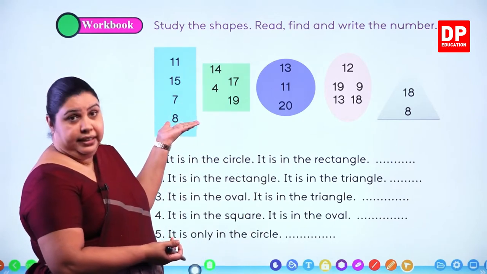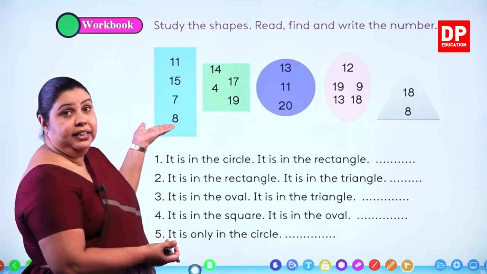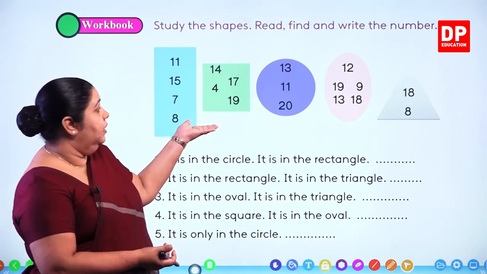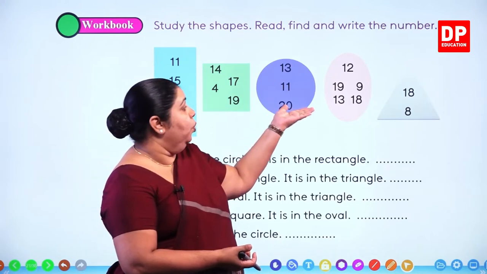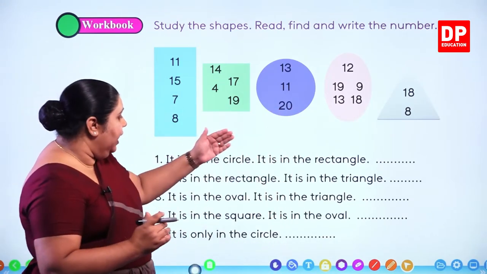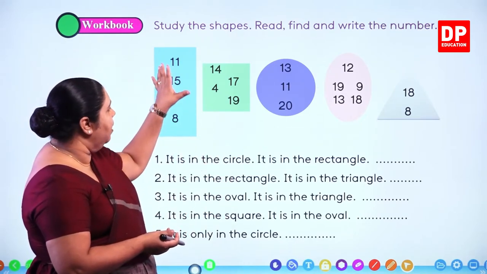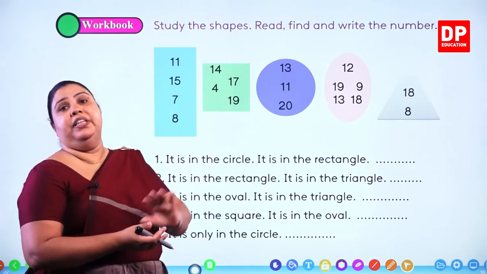Now these are the 5 shapes that we have already learned. The rectangle, square, circle, oval, and triangle. Now here, there are some questions, okay? And we have some numbers in each of these shapes.